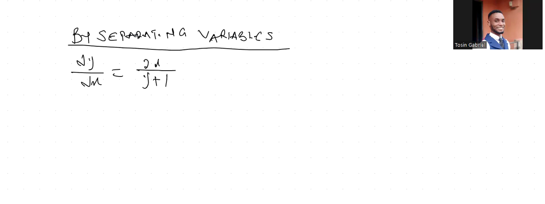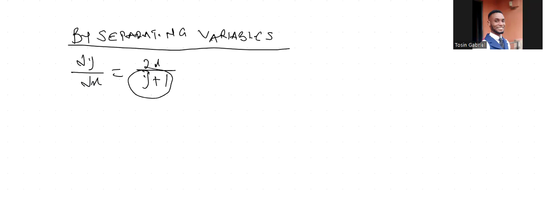So the first thing you do is that you separate, according to the word separating variables. We have two variables in this equation, variable x and y. So you take y to one side of the equation and you take x to the other side. And how do you do that? Now look at this. We have 2x over y plus 1. So this y plus 1 is supposed to be here, so you can take it to the other side.